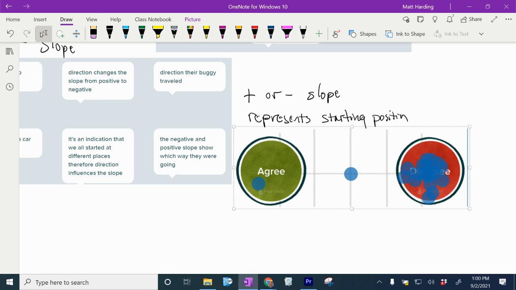Well, that's what we're saying here. Are you saying the slope represents? Okay. What represents the starting position? I guess I'm asking. Ian? The vertical.